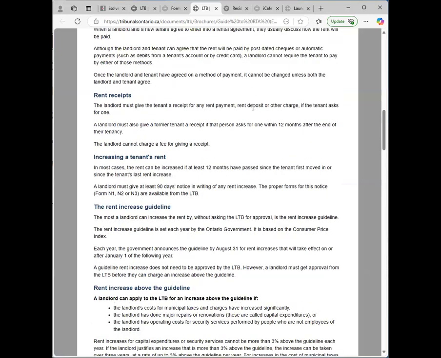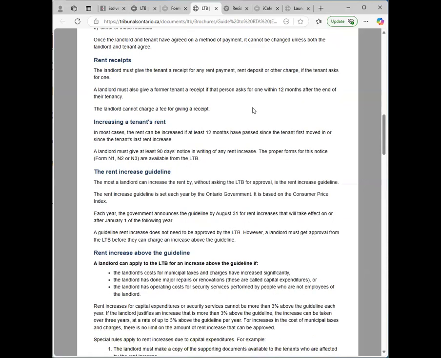Rent receipt is a requirement. A landlord cannot charge a fee for giving a receipt. And then rent increase. This is very interesting. Rent increase is always a hot topic.